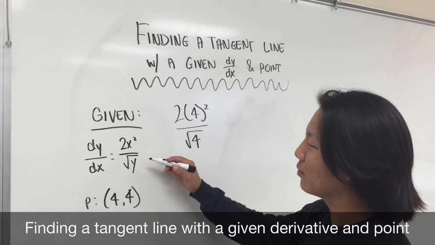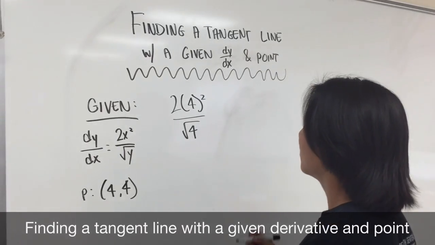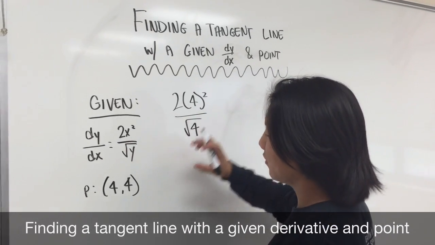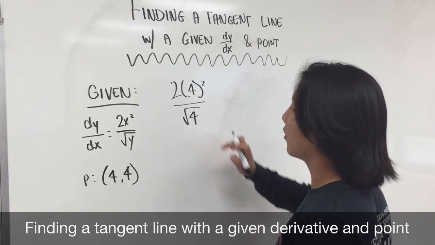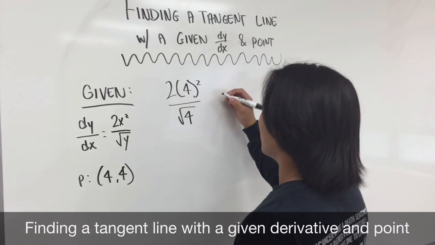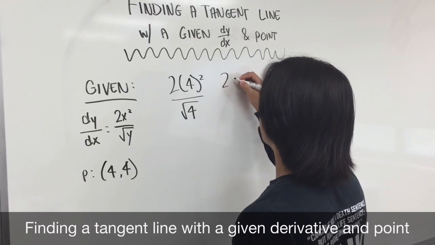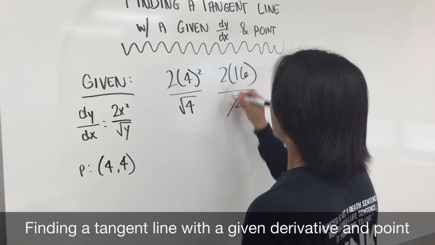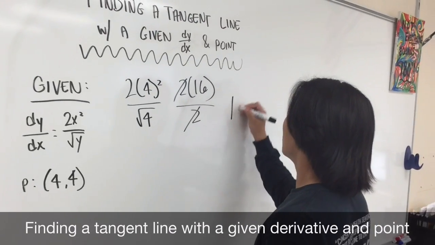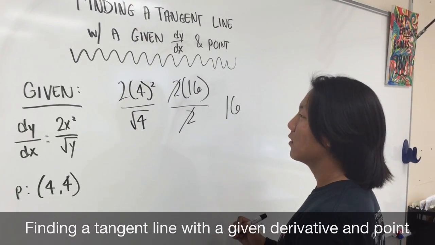We can find our slope by using the derivative that's given already. You just plug your point into the slope: plug in 4 for x and then 4 for y, and then you just solve it out. The 2 cancels out, so your slope would be 16.